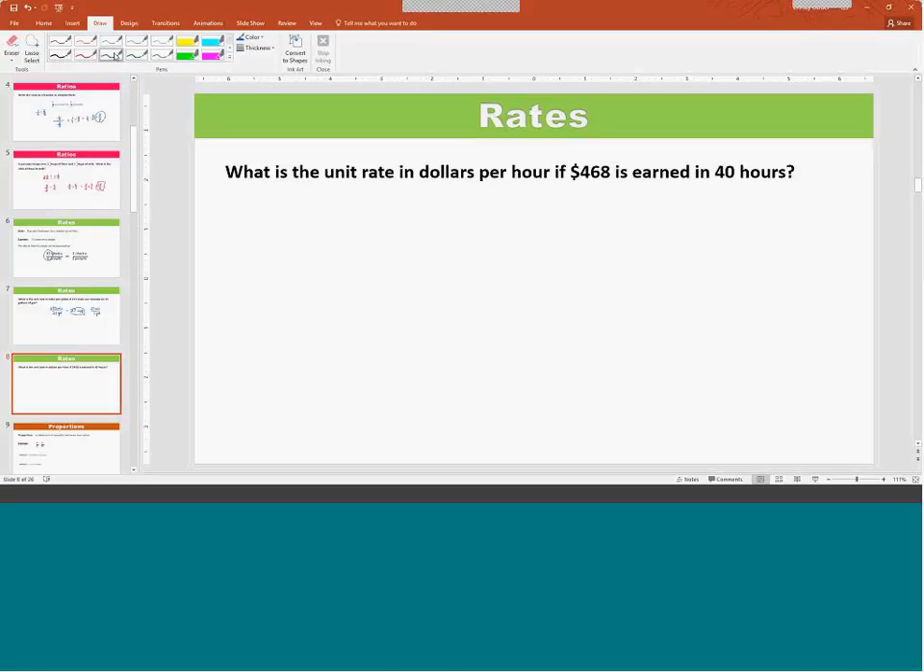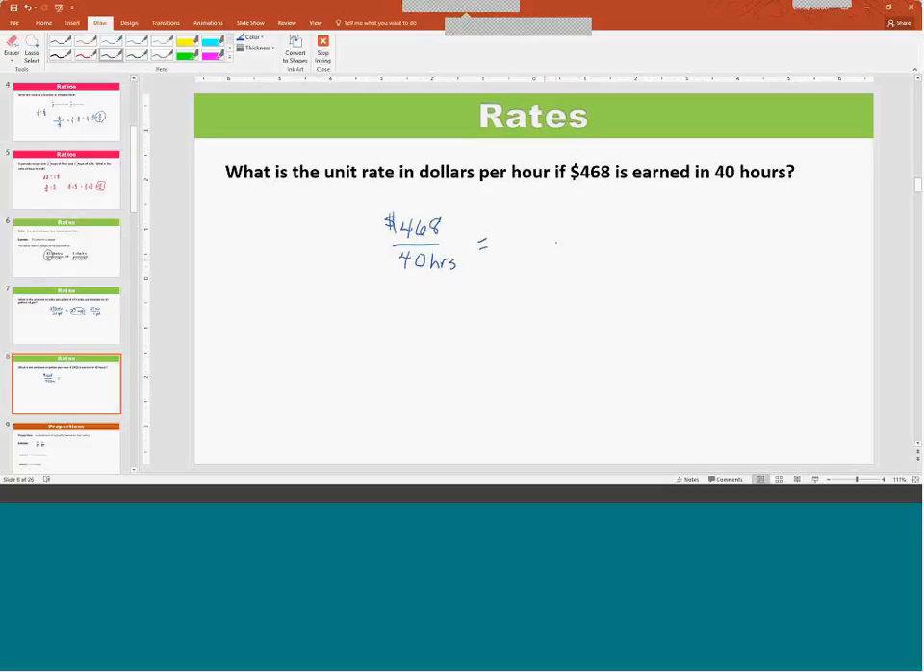One more question about rates. What is the unit rate in dollars per hour if $648 is earned in 40 hours? So we're going to look at $468 made or earned in 40 hours. So how much does that mean was earned per hour?